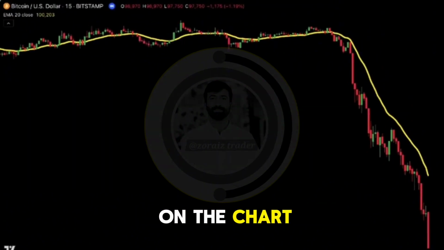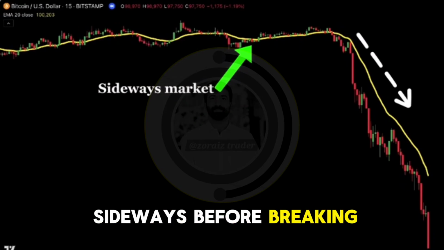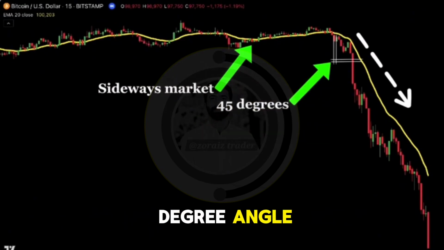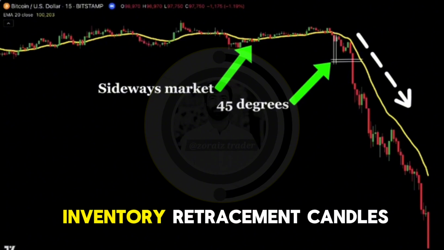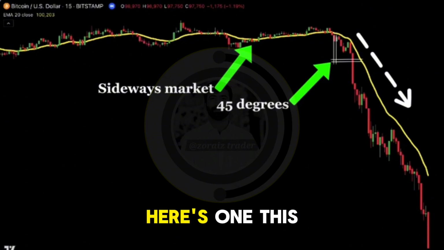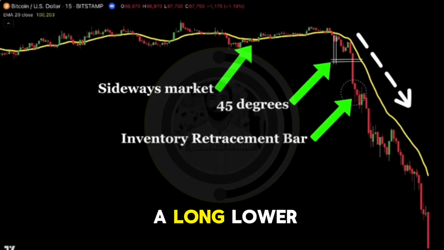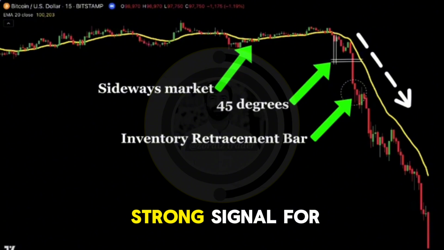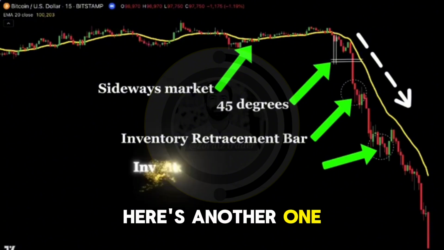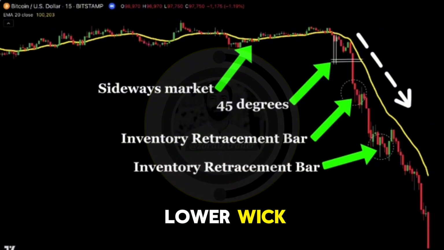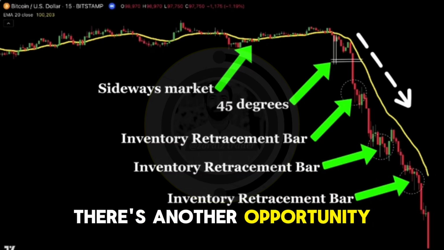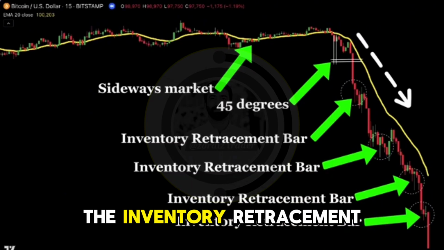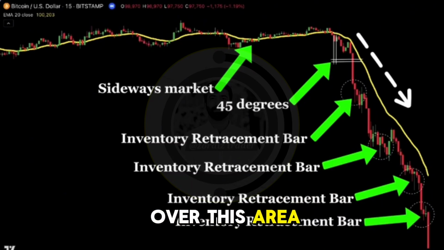Look at this area on the chart. The trend moves sideways before breaking downward, forming a 45-degree angle. That's our first condition. Now, just below this angle, we need to look for our inventory retracement candles. Here's one. This red candle has a long lower wick, making up at least 45% of its total size. This is a strong signal for a short position. Here's another one, a green candle with a long lower wick. And over here, there's another opportunity, and another one as well. The inventory retracement candles are all over this area, giving us multiple chances to enter a short trade.